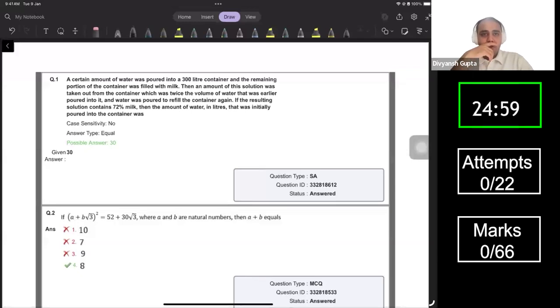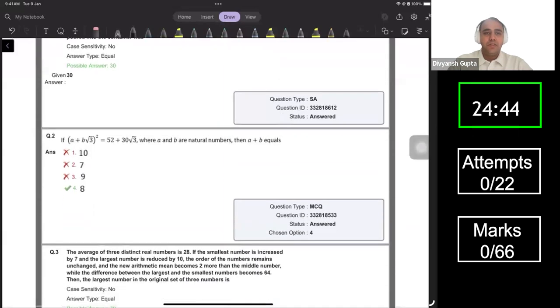Okay, immediately, first question. I can see 300 liters written here, 72% milk. This seems like a question on mixtures. I don't want to deal with this right now. The question statement is a bit heavy. There's a lot of data and iterations. I'll skip this for now.